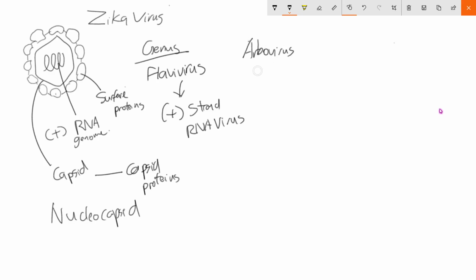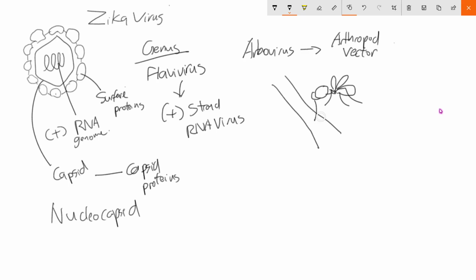The Zika virus is also known as an arbovirus. An arbovirus refers to any virus that requires an arthropod vector to be transmitted. An example of such an arthropod vector, which is specific to the Zika virus and which I think we're very familiar with, is the mosquito.